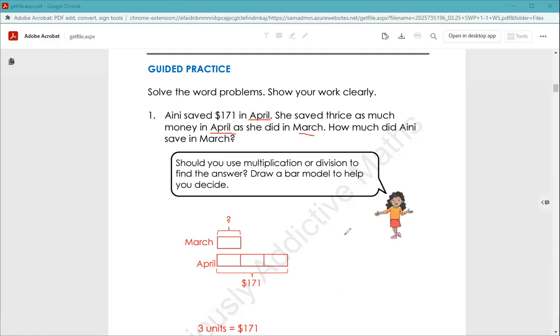So to model for them, our approach is to get the students to draw question by question, or rather sentence by sentence. So let's get them to do this one first. Aini saved $171 in April. So we know that we need to draw a bar model for April, and that is 171. So get them to draw about a quarter of the page. Okay, is it done? Not yet. They need to label it.